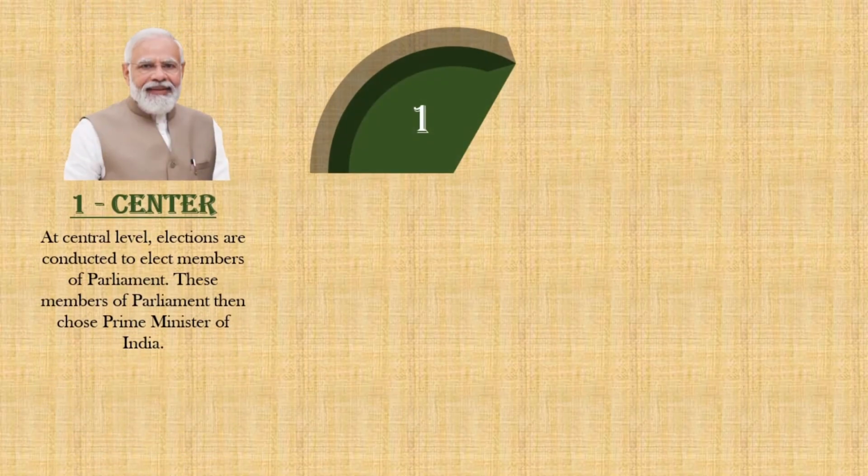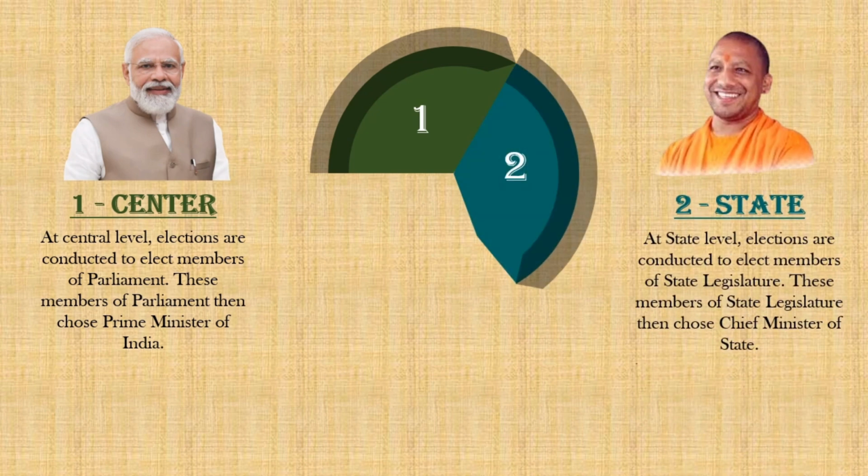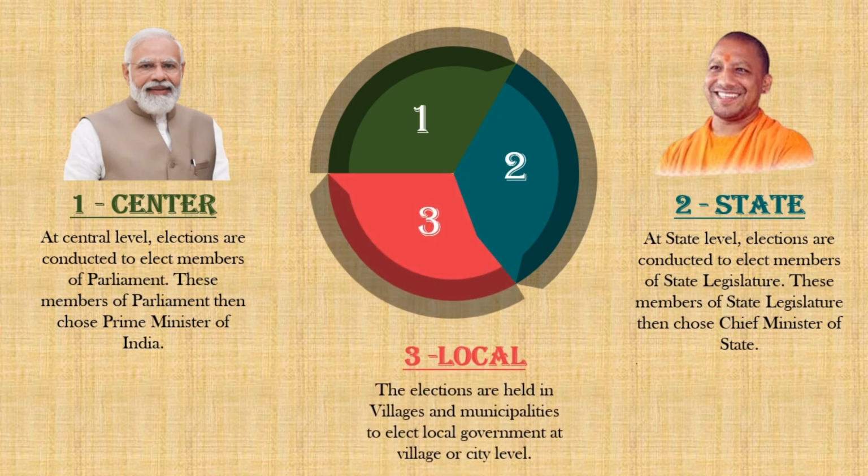In India, elections are mainly conducted at 3 levels. At central level, elections are conducted to elect members of parliament. These members of parliament then chose Prime Minister of India. At state level, elections are conducted to elect members of state legislature. These members of state legislature then chose Chief Minister of State. Third, the elections are held in villages and municipalities to elect local government at village or city level. The elections at these three levels are conducted regularly after every 5 years.